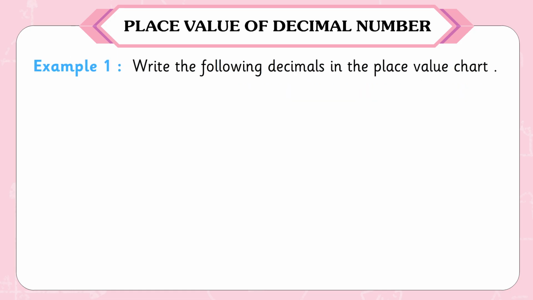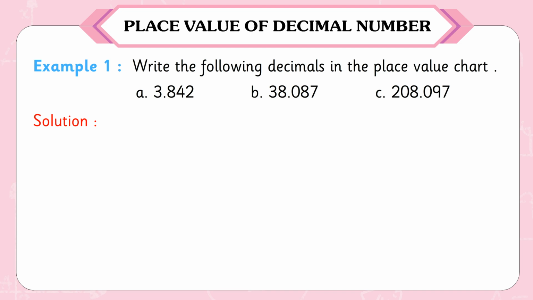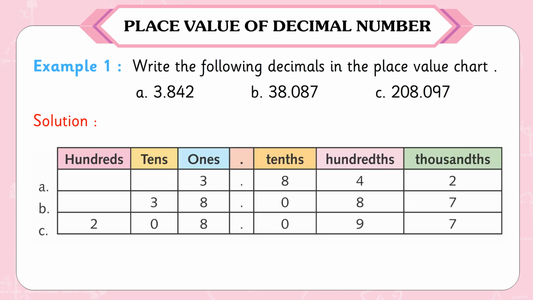Example 1. Write the following decimals in the place value chart. A. 3.842. B. 38.087. C. 208.097. Solution. Hundreds, tens, ones, tenths, hundredths, thousandths. A. 3.842. B. 38.087. C. 208.097.